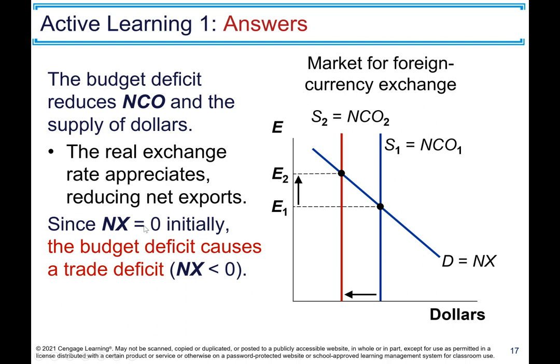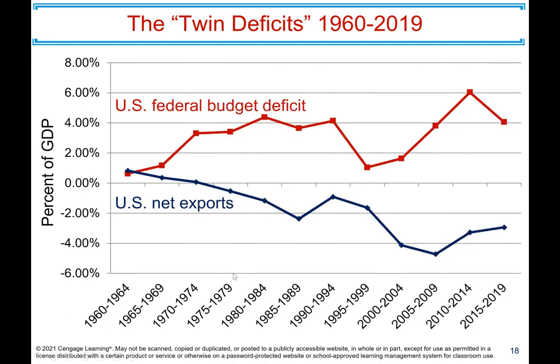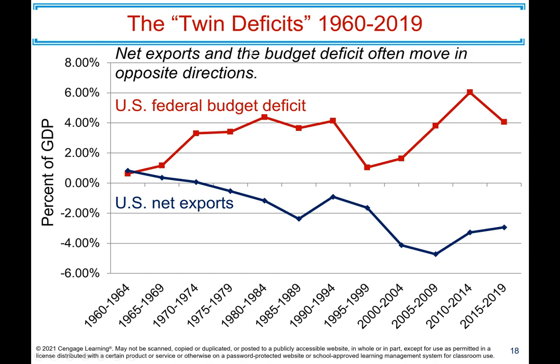Since NX is equal to 0 initially, that is, trade balance, the budget deficit causes a trade deficit. NCO becomes negative. This diagram shows twin deficits since 1960, how the US budget deficit is related to US net exports. Net exports and the budget deficit often move in opposite directions.